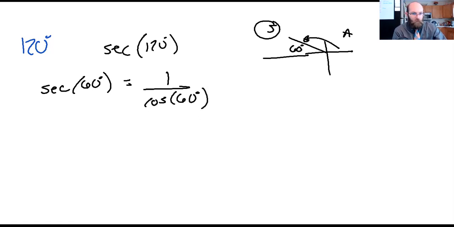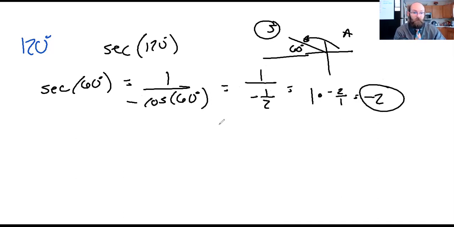But remember, we were originally 120. We're in the 2nd quadrant, so I know cosine is going to be negative here. So I had to throw that negative out. So 1 over negative, and what is cosine 60? This is a memorized value, and it's actually 1/2. Keep, change, flip. So 1 times negative 2 over 1 is just a straight up negative 2, folks.